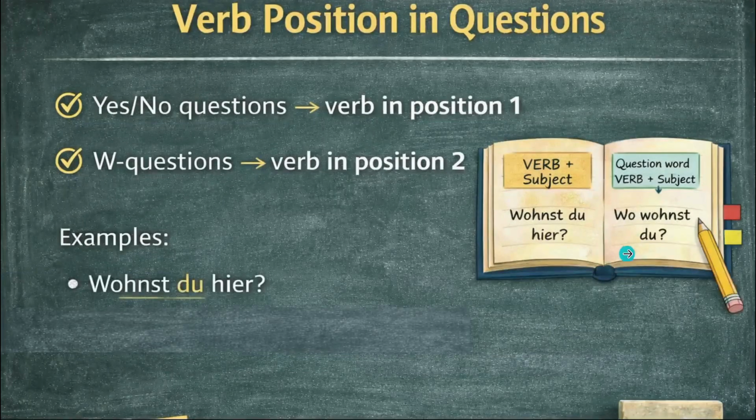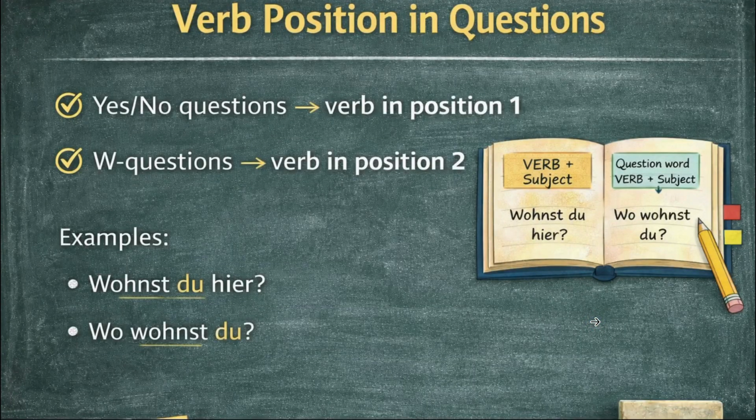Examples. Wohnst du hier? This is a yes or no question. As you can see, wohnst is a conjugated form of the verb wohnen, to live. Wohnst du hier? Do you live here? In this case, you'll be required to answer ja oder nein. That's why the verb is in the first position. So this is an exemption where the verb goes to the first position. It doesn't go to the second position.